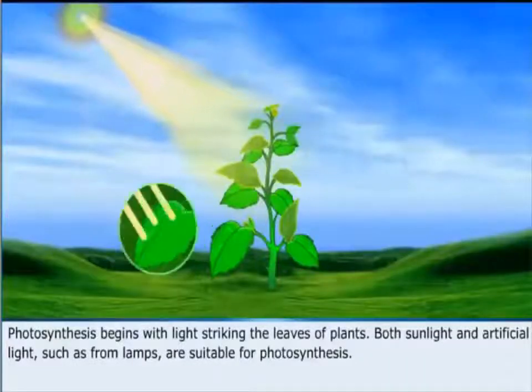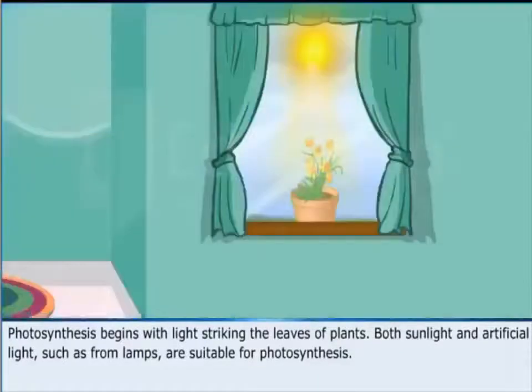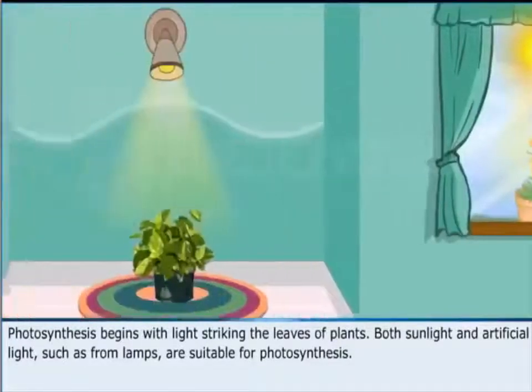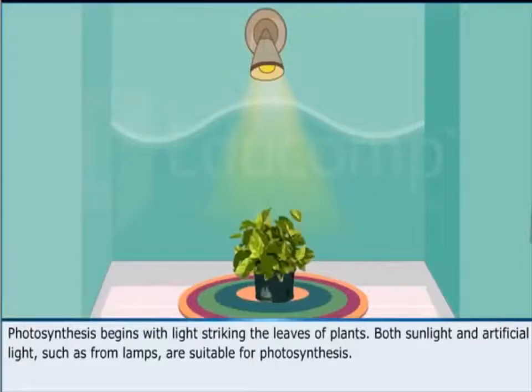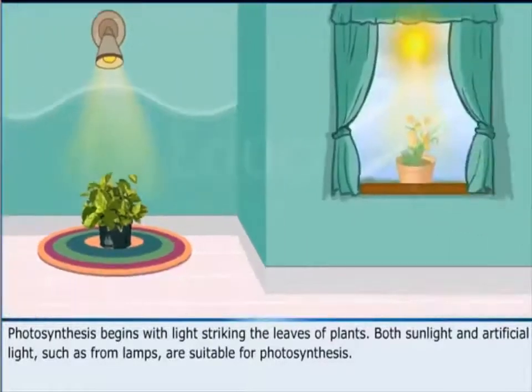Photosynthesis begins with light striking the leaves of plants. Both sunlight and artificial light, such as from lamps, are suitable for photosynthesis.